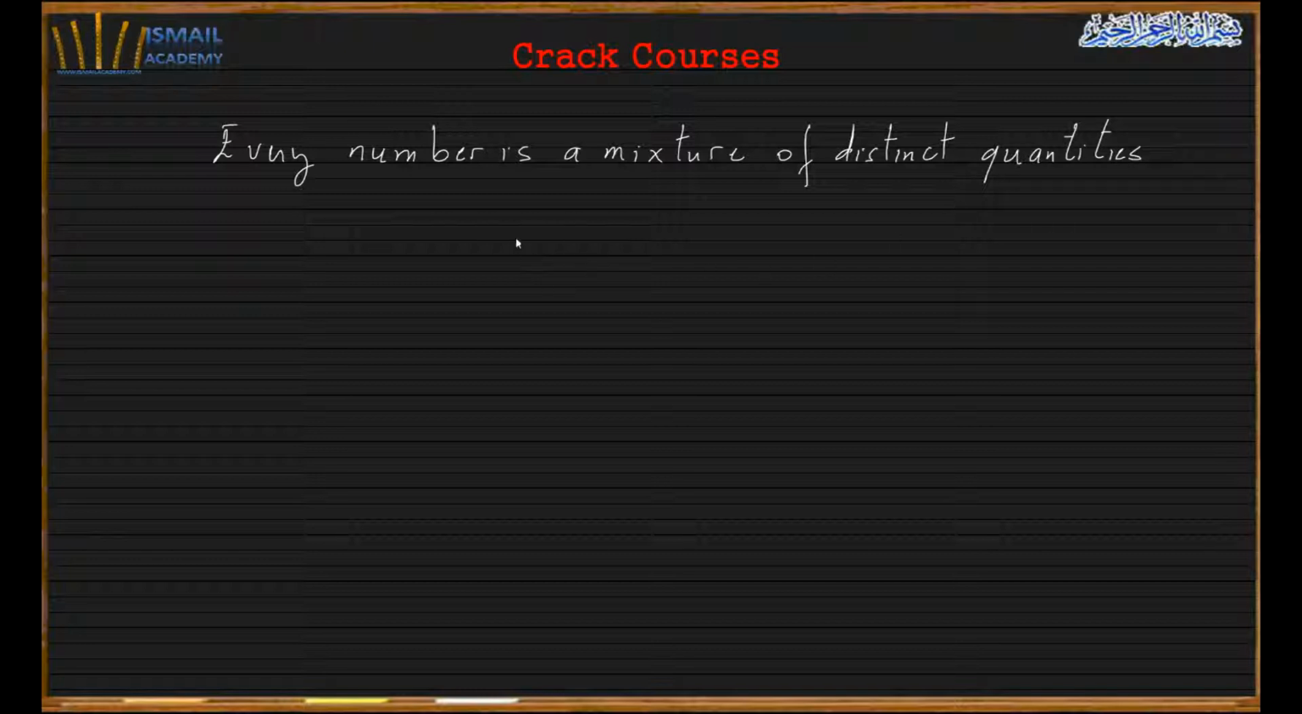So for example, if I have 423, I have the quantity of the ones, the quantity of the tens, the quantity of the hundreds, and so on. So every number you pick is a mixture of distinct quantities.